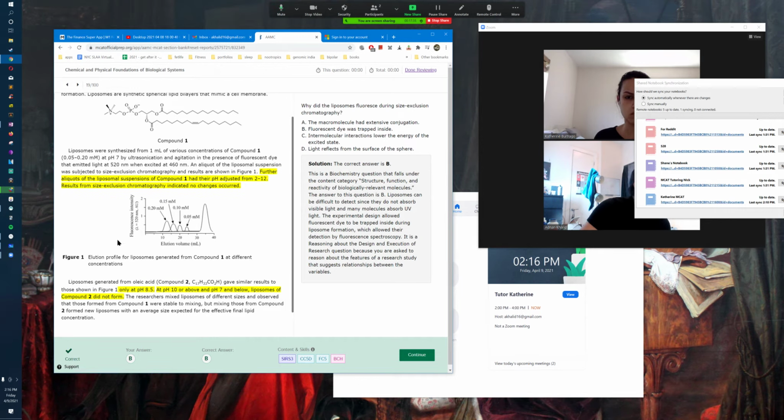I can answer the question now, but I'm just going to look at that last paragraph. Liposomes generated from compound 2, which is oleic acid, aka olive oil, gave similar results to those shown in figure 1 only at pH 8.5. So compound 2 is basically like compound 1 only at a pH of 8.5.